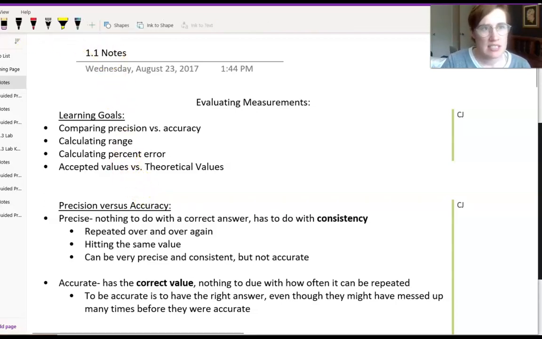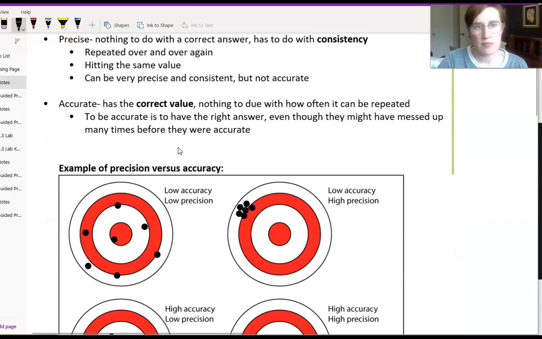So our learning goals today are that we hope to be able to compare the terms precision versus accuracy. We're going to be able to look at a set of data and compare whether they are precise or whether they are accurate or whether they are both or neither. We're going to calculate range using a formula. We're going to calculate percent error using a formula, and then we're going to learn about the terms accepted values versus theoretical values. So let's start by talking about precision versus accuracy.